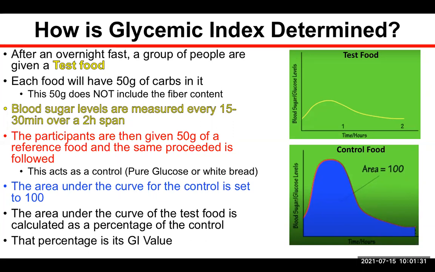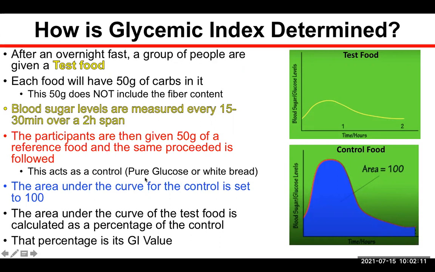And so they fed these people 50 grams of carbs of different kinds of foods. Then they measured their blood sugar levels every 15 to 30 minutes over a span of 2 hours. They plotted this on a graph, and then you can generate this line. After the blood sugar level went back down to homeostatic concentrations, when it comes to any kind of test, you're going to want to have some kind of control. And the control that they used was just pure glucose or white bread.